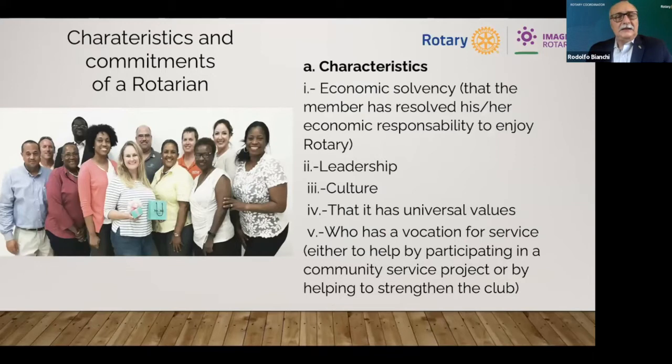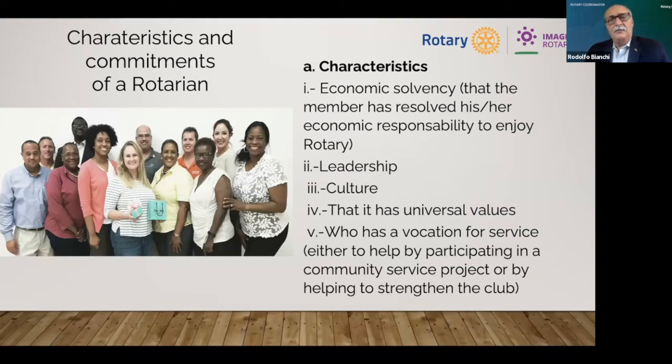Now let's pass over the creation and commitment of a Rotarian. Let's see what you're looking for in each and every one of the members of a club. First, characteristics. When you're searching to invite members into your club, look at the economic solvency, that the member has resolved his or her economic responsibility to enjoy Rotary. You don't want members that are struggling to pay their dues.